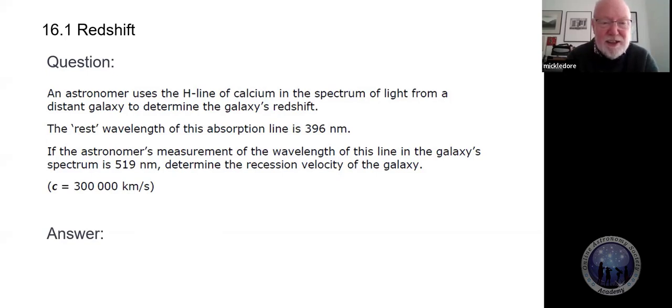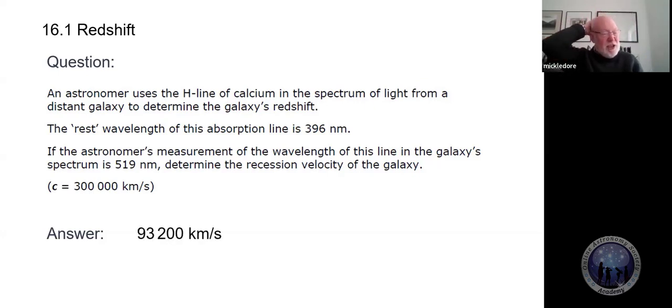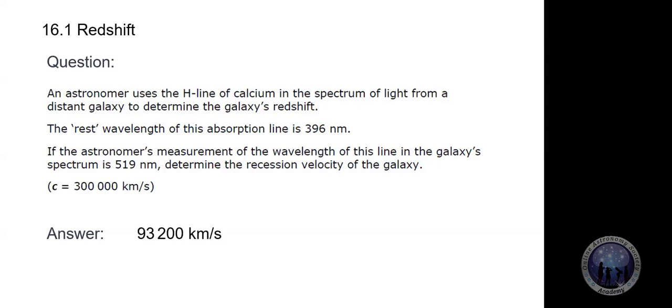So 519, take away 396, all over 396, multiply by the speed of light. Once you get your eye in with these, and there's lots of examples on the math skills resource. I think you've all got that, haven't you? The answer you should get is 93,200 kilometers per second. Everybody concur with that?